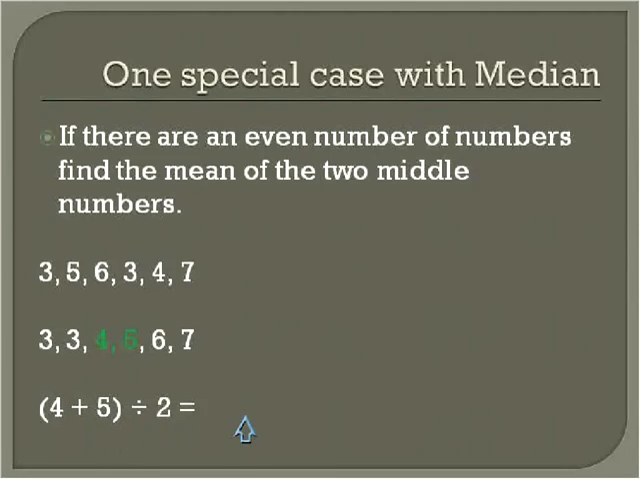So 4 plus 5 is 9. 9 divided by 2 is 4.5, which makes sense. The average of 4 and 5 is 4.5, right in the middle.